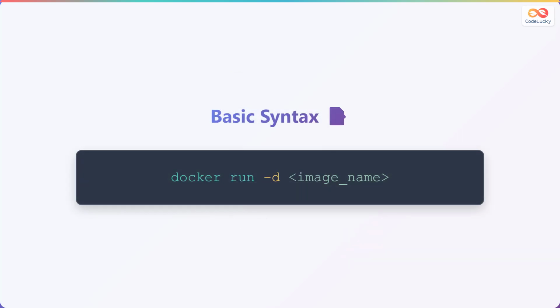Here's the basic syntax for running a container in detached mode. Docker run, space, -d, space, then the name of the image you want to use. For example, docker run -d my_image. This command tells Docker to start a new container from the specified image and run it in the background.